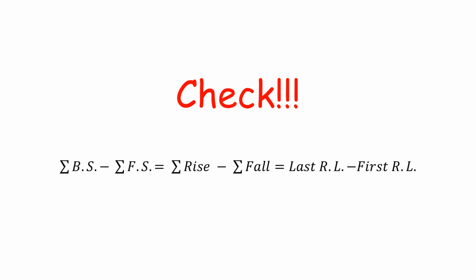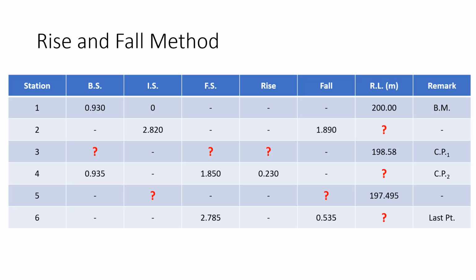Check. Important to take note. To make sure that your calculation is correct, you must always check on this equation. How? Sum of the backsight minus sum of the foresight is equivalent to the sum of the rise minus the sum of the fall, and equivalent to the last reduced level minus the first reduced level.